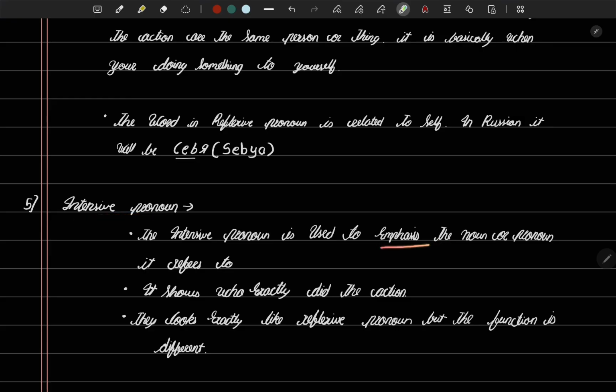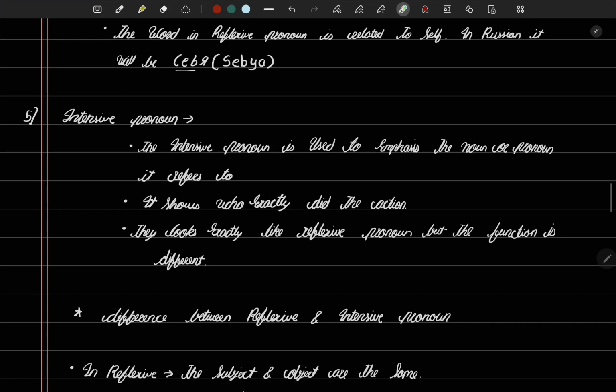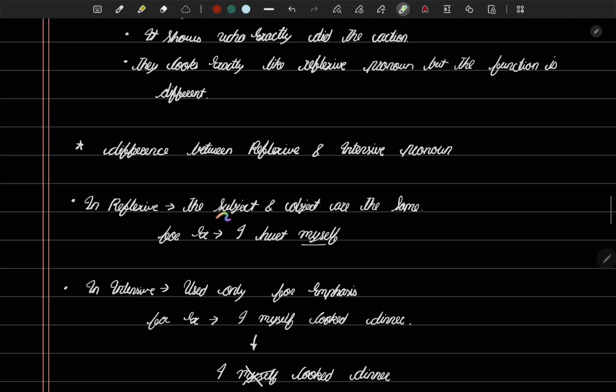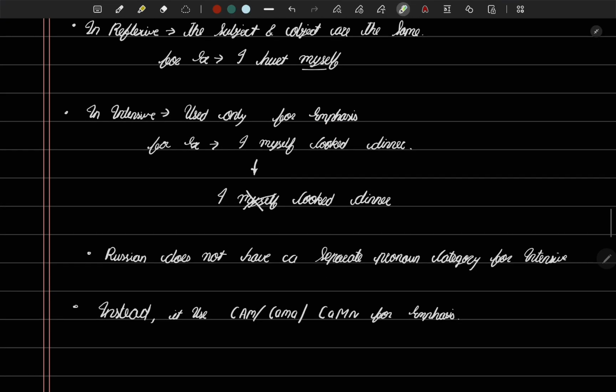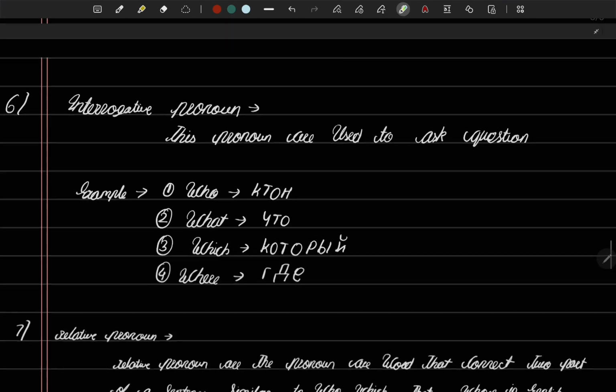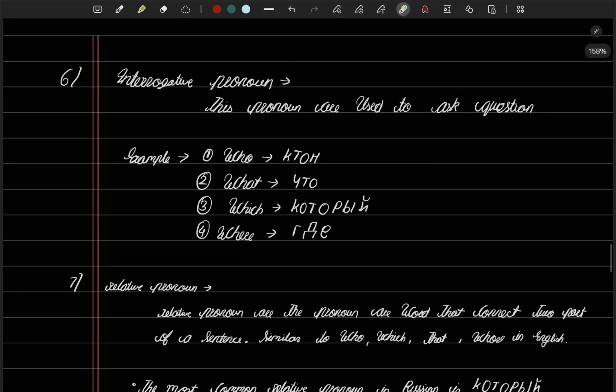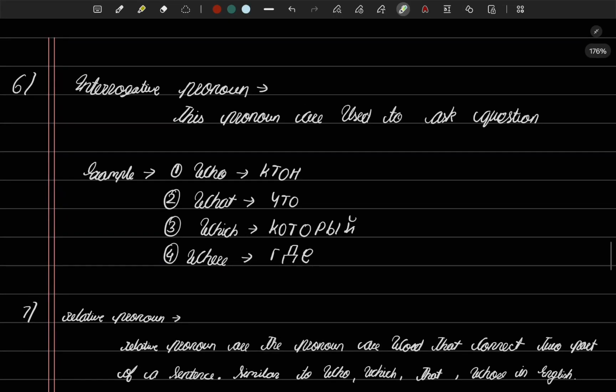The intensive pronoun is used to amplify the noun or pronoun it refers to. It shows exactly who did the action, and it looks exactly like the reflexive pronoun, but the functions are different. Let's see the difference between reflexive and intensive pronouns. In reflexive pronouns, the subject and object are the same, and the intensive pronoun is only used to amplify the noun or pronoun. And the sixth one will be the interrogative pronoun. It is one of the simplest pronouns in my opinion. Interrogative pronouns are used to ask questions. It is basically a WH question.